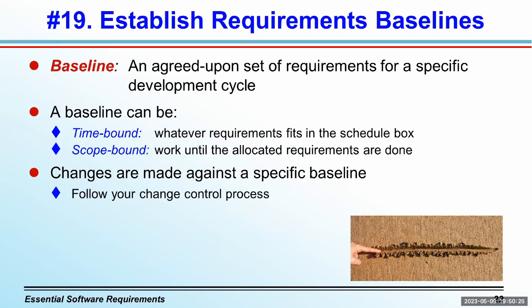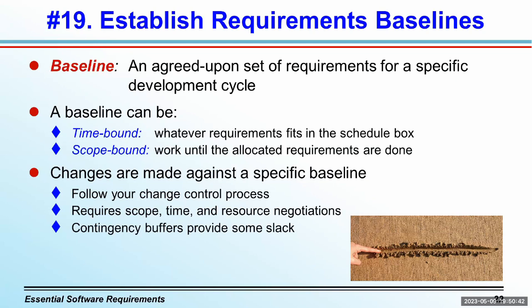So a baseline serves as the reference point for commencing change control of the committed requirements. Your team should follow its defined requirements change process to make sure the right people make the right decisions. And nobody likes this part, but this often requires negotiating changes in scope, time, and resources for that chunk of work. One way you can help deal with these things is to include contingency buffers to provide some slack time to accommodate a reasonable amount of change. Otherwise, if you don't have any slack, the first new or changed requirement that comes along, or any other project surprises, can disrupt those plans and commitments.